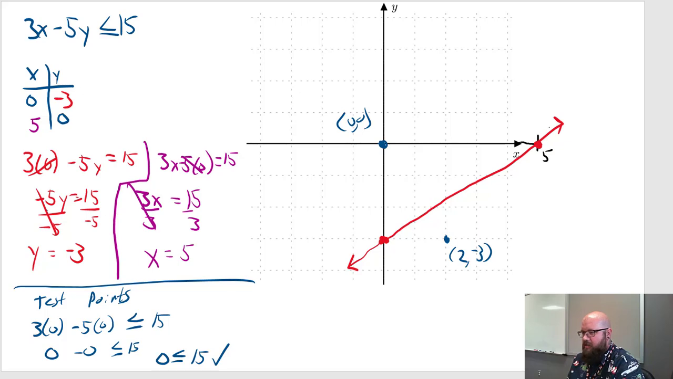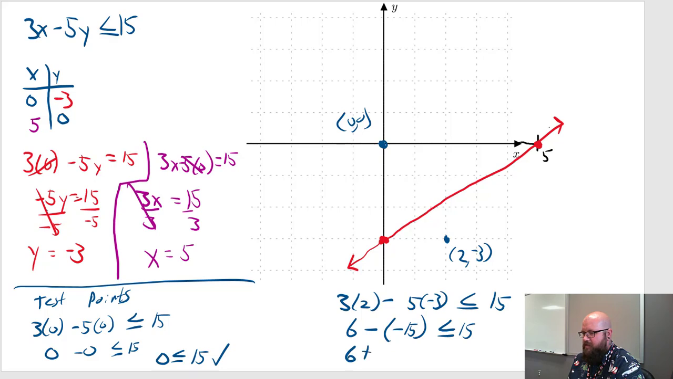And we'll say we have 3 times 2 minus 5 times negative 3 less than or equal to 15. So that gives us 6 minus, and we have 5 times a negative 3, which is a negative 15, less than or equal to 15. So we can rewrite this to get rid of all these negative signs and say 6 plus 15 is less than or equal to 15.